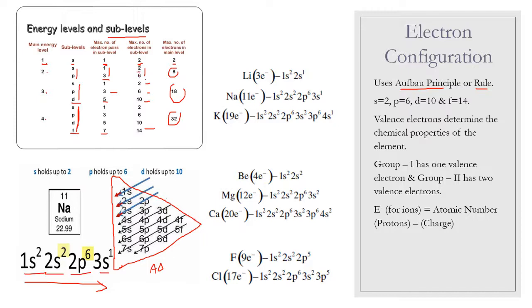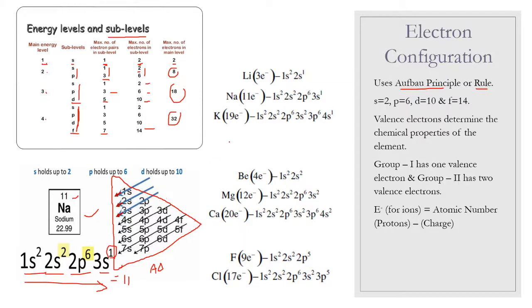So let us take the example of sodium. Sodium has atomic number 11 and it should be written in the electron configuration. 1s has 2 electrons, 2s has 2 electrons, 2p has 6 electrons, and 3s has 1 electron. So this is stabilized, this is written in electronic configuration. Electronic configuration will help us to understand the electronegativity and the stability of the atom.